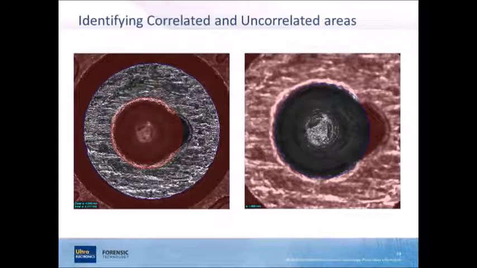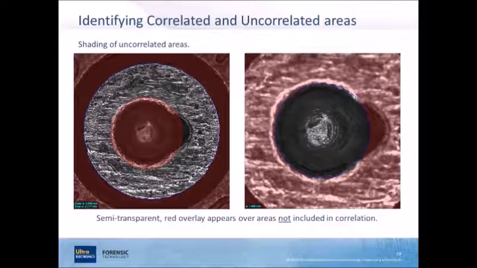There's also some more help with the identification of the correlated and uncorrelated areas in the form of a semi-transparent red overlay that appears over areas not included in the correlation. So when circles are being resized or repositioned, the overlay disappears so that the user can see the clear image without this red mask on it. And the overlay can be disabled altogether in preferences if you want.